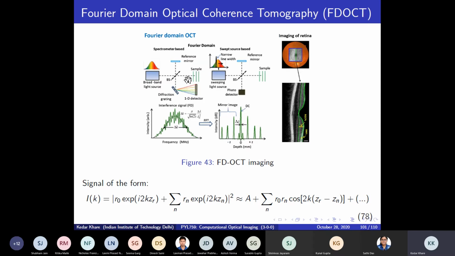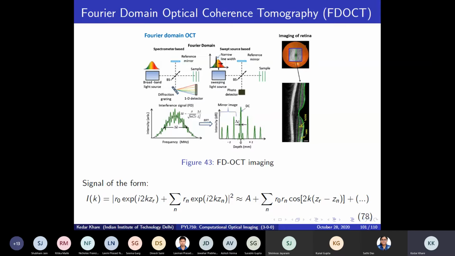You combine the images at all these locations and get a 3D map of the internal structure. This kind of imaging cannot go very deep inside the skin, but you can still image up to say half a mm or 1 mm, and there is a lot of information in that. For example, if you image the retina, a lot of diseases, like diabetes, show many changes in the internal structure of the retina. So this kind of imaging is performed where you get a signal which is a sum of cosines.